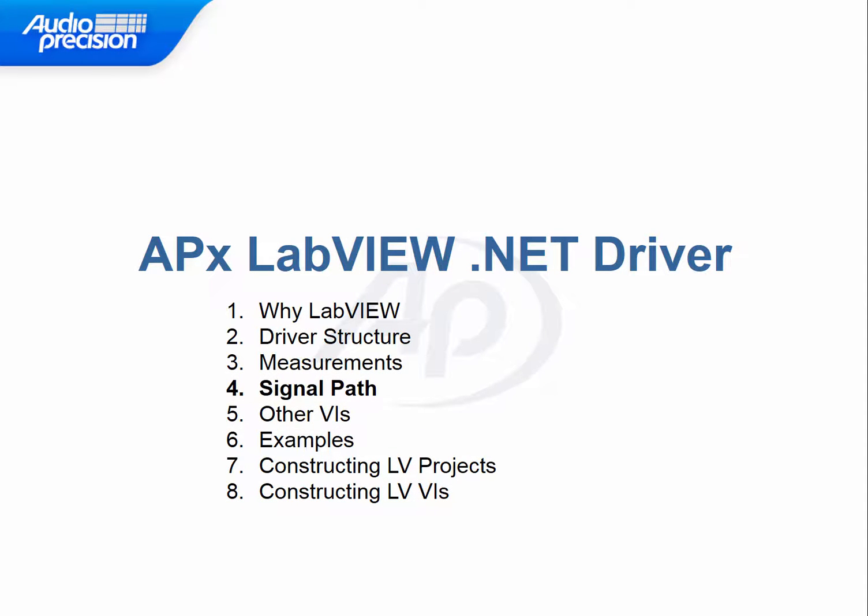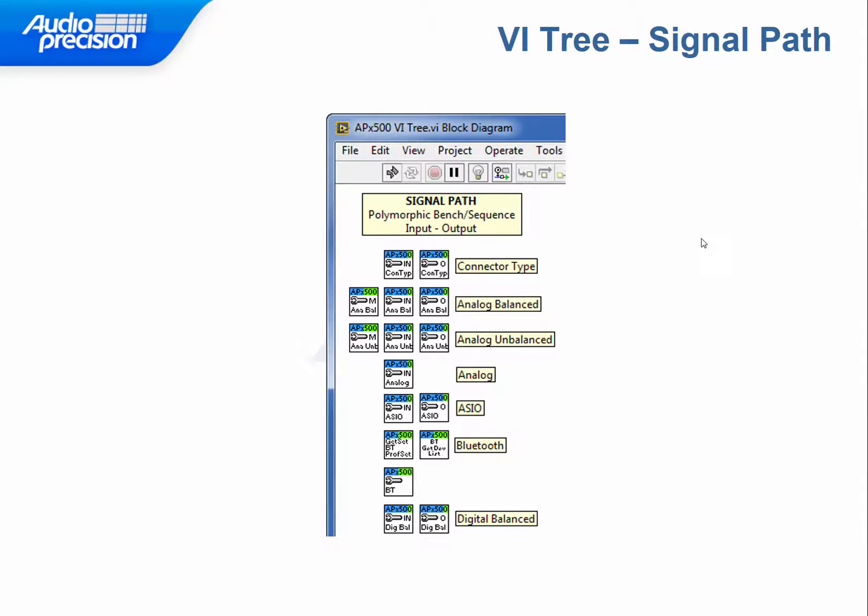Next, we'll look at the LabVIEW VIs for controlling the signal path. So this is where we select the input and output connectors and configure the connectors. First, in the VI tree, there's an area for the signal path configuration VIs, and you can see the first row there is for connector type, and then we have VIs for controlling the various input-outputs.